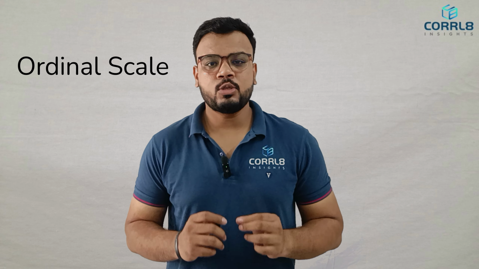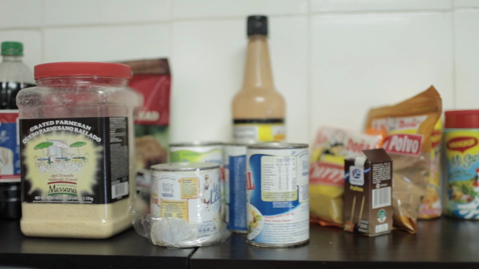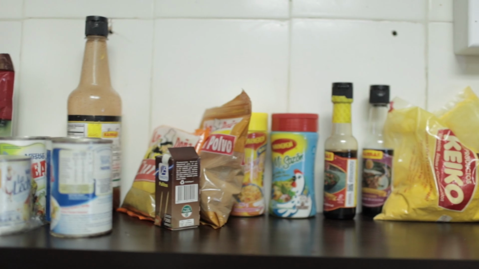Next, the ordinal scale. This is the scale that gives us order, but without knowing the distance between the ranks. Think of it as a race where you only know who came first, second, and third, but not how much faster first was as compared to second. In research, we often ask consumers to rank their top 3 product preferences or the order of importance of product features.